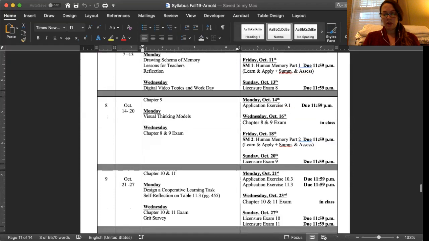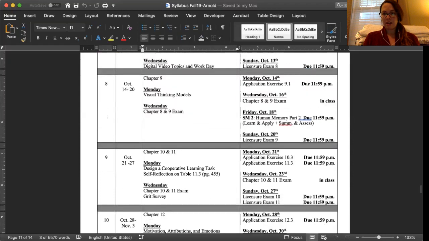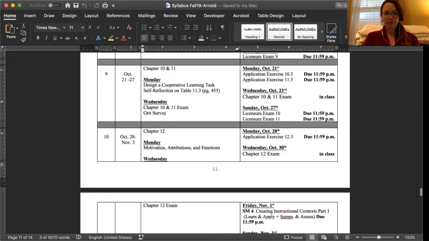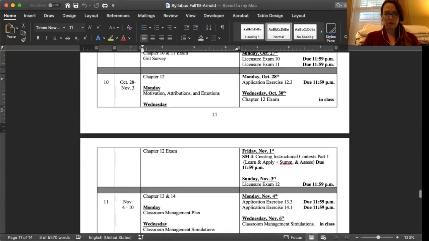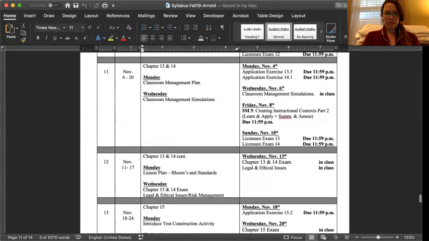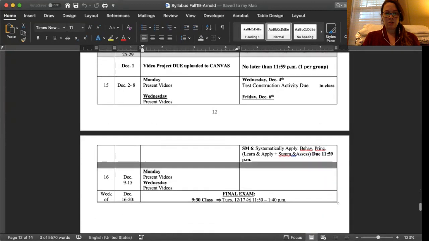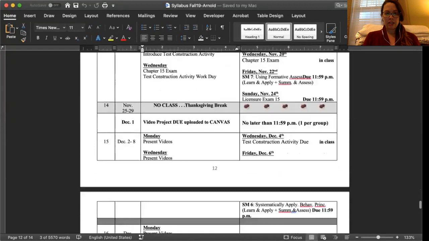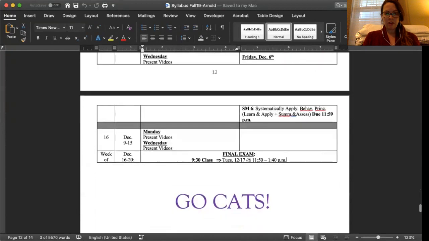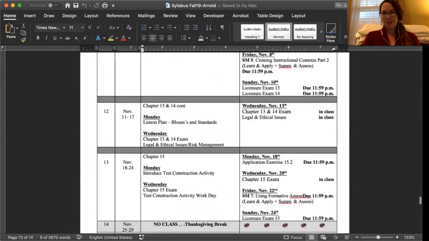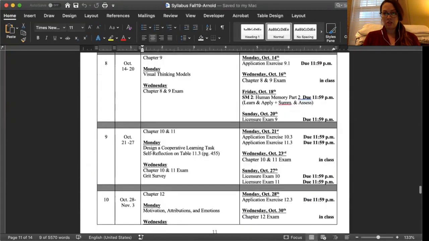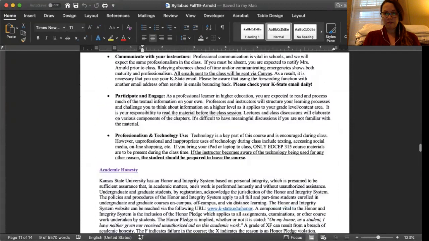But always over here in our last column, you can see the assignment and the due date and the due time if there is one. So you can just go through there and see what those different activities are. And there's our final exam on Tuesday the 17th at 11:50. And again, I'm available to answer any questions that you guys have about this.